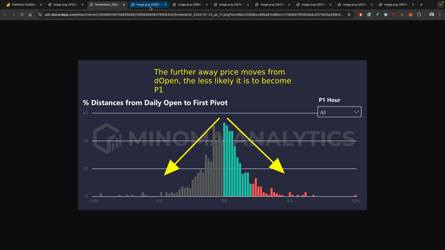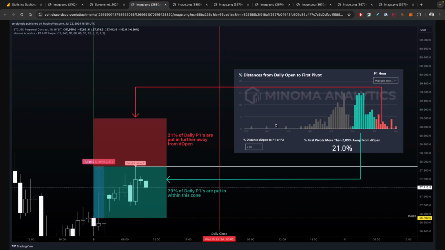We know that the further away price moves from daily open, the less likely it is to become P1. Now I've already created some examples because it will be easier to do it this way. For example, we have here a Bitcoin, and on a certain day we had P2 2.09% above the daily open. So the daily open was here, and price moved to 2.09% above it. Mind you, the daily close is here, so this is somewhere in the middle of the day. We see P2 is at hour 8. What we see here is a metric value of 21%.